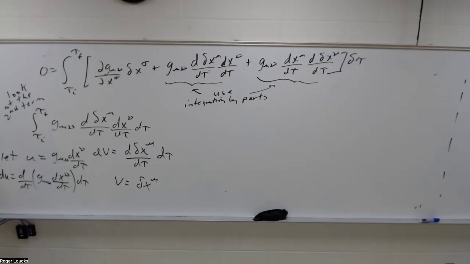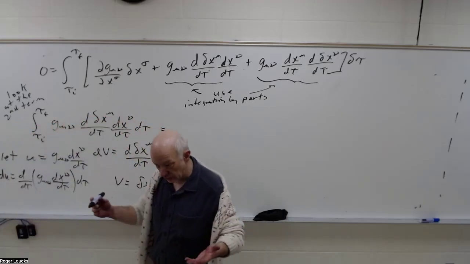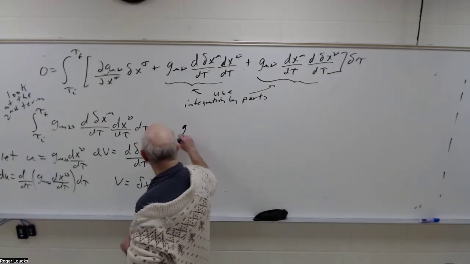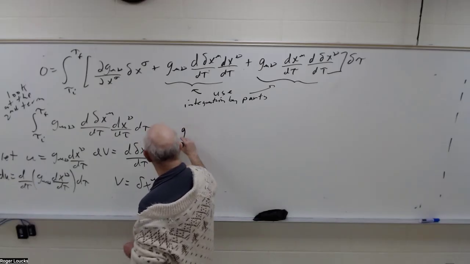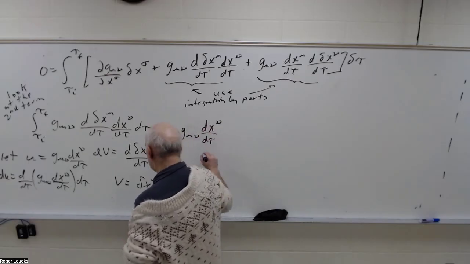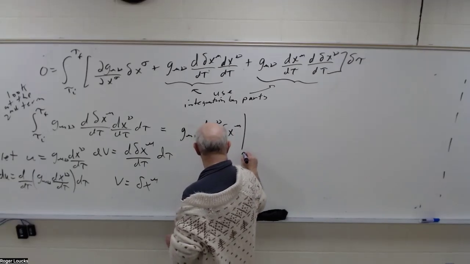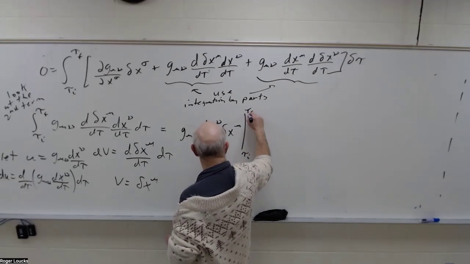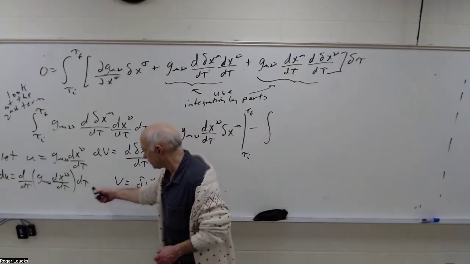Good. Okay, so now what do we do with this? This integral then is this times this evaluated at the endpoints, minus the integral of the other piece, minus the integral of this.